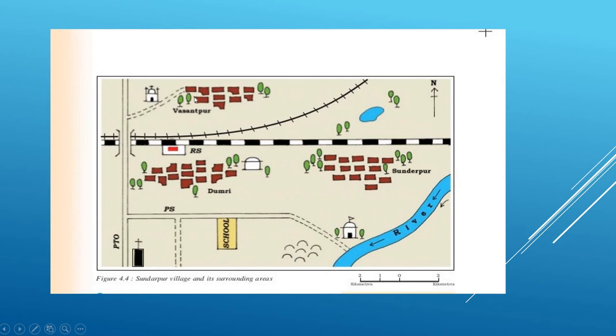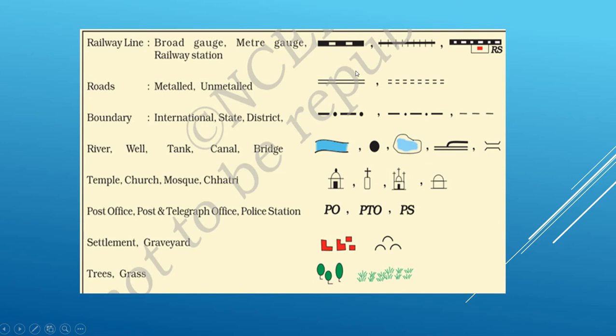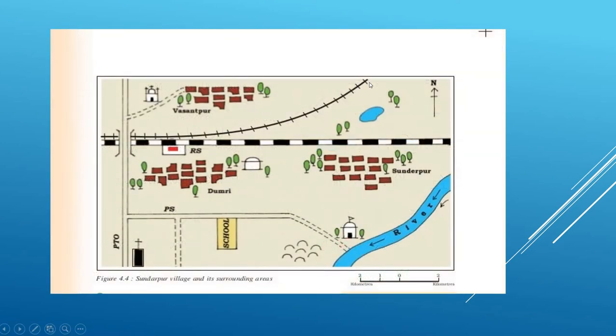Okay, on what type of railway line is Sundarpur situated? This is Sundarpur, and this is the railway line. This is broad gauge and this is meter gauge, as you know from the symbols here. Okay, and now next is on which side of the railway bridge is the police station situated?